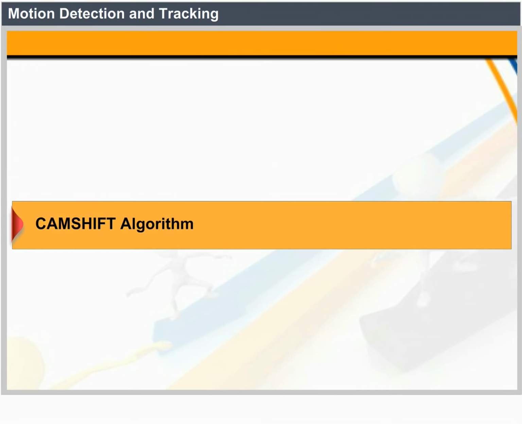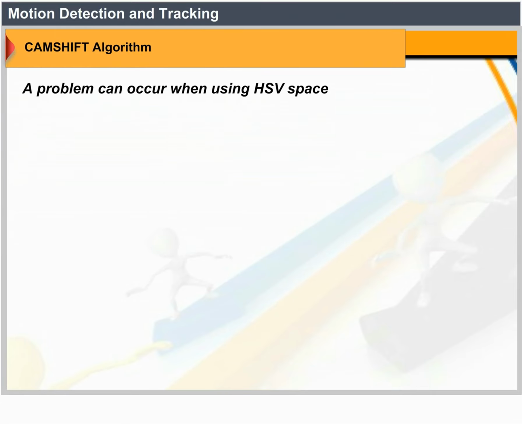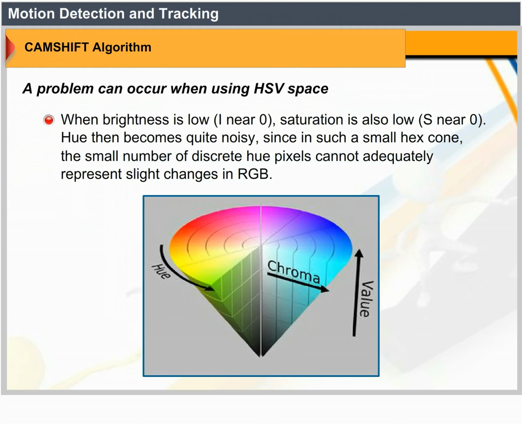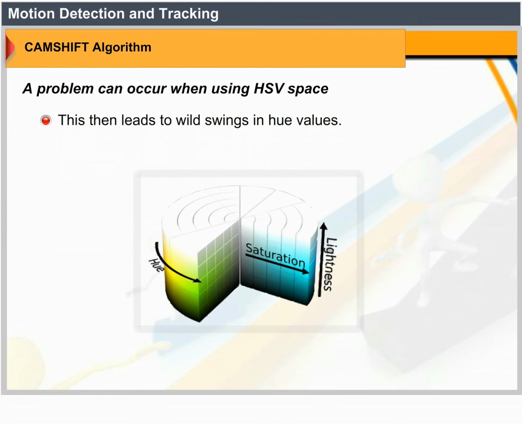Camshift algorithm. A problem can occur when using HSV space. When brightness is low, V near 0, saturation is also low, S is near 0. Hue then becomes quite noisy, since in such a small hex cone, the small number of discrete hue pixels cannot adequately represent slight changes in RGB.